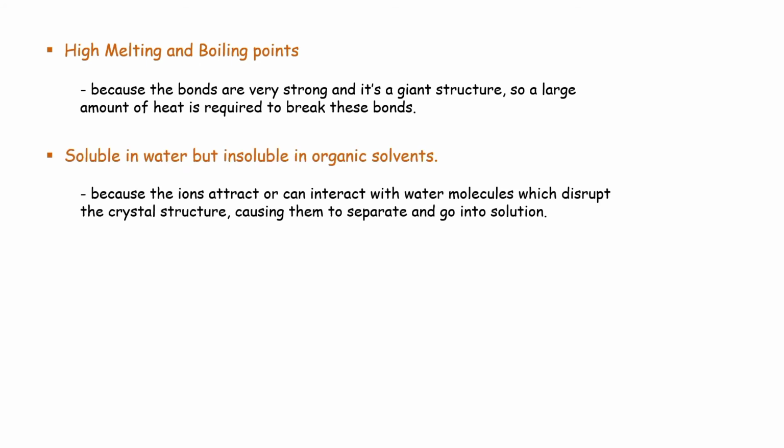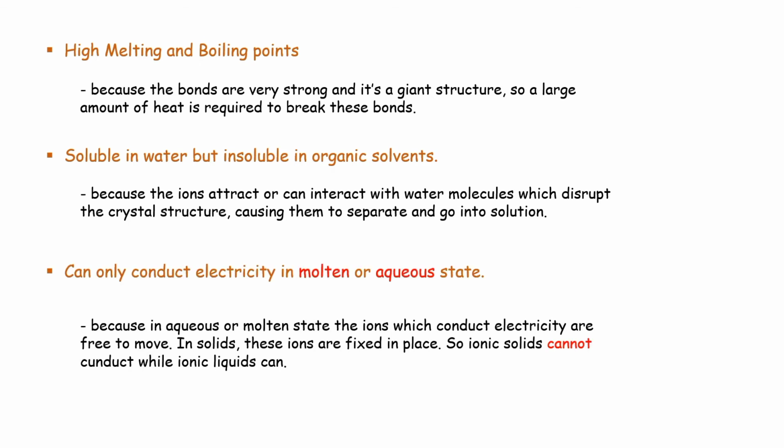Ionic compounds are soluble in water, but insoluble in organic compounds. This is because the ions can interact with the water molecules, which disrupts the crystal structure, causing them to separate and go into solution. Solid ionic compounds don't conduct electricity, but they do when they are in aqueous or molten state. This is because in aqueous or molten state, the ions that conduct electricity are free to move, but in solids, these ions are fixed in place.